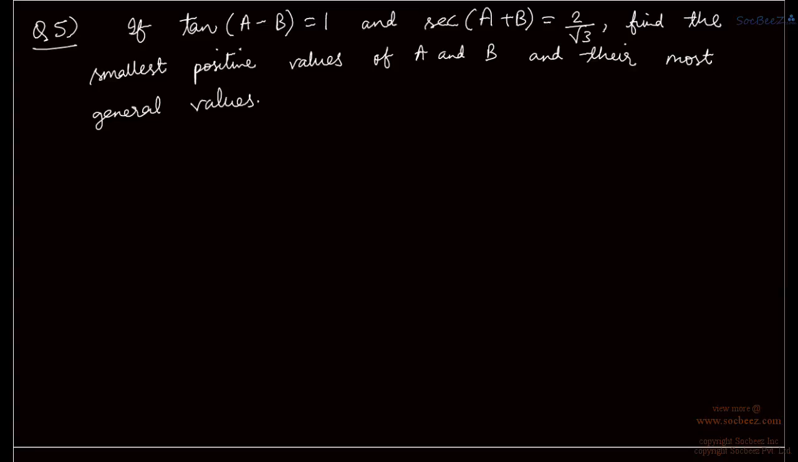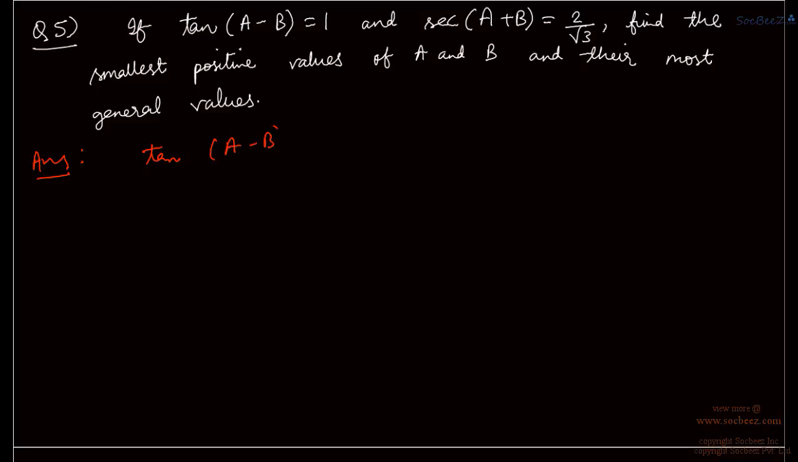So the next question is, if tan of a minus b is equal to 1 and secant of a plus b equal to 2 by root 3, find the smallest positive values of a and b and their most general values. Right. So this is the system of equations I was talking about when I said two equations in two unknowns.